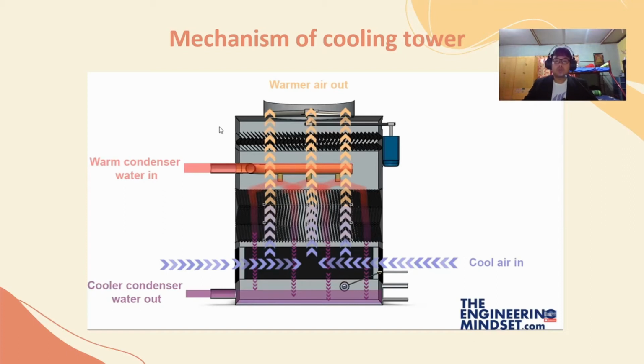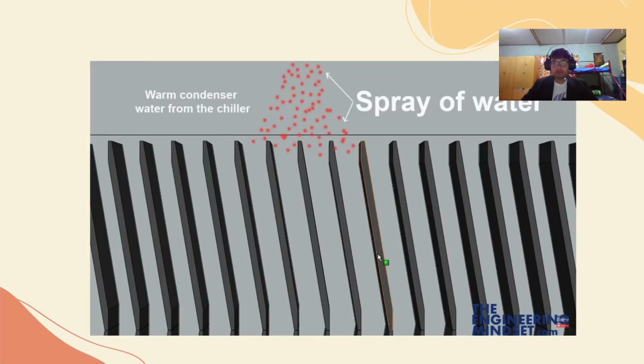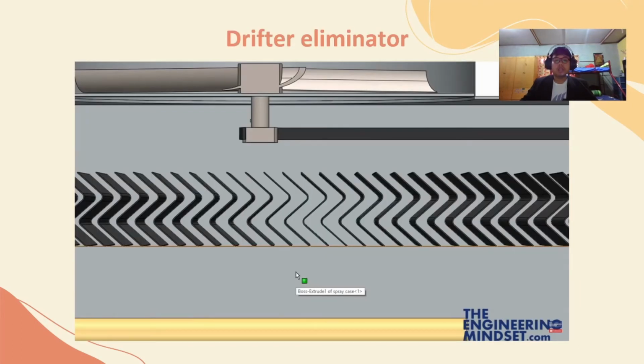So when the cold air passes through the warm water, some of the water will be evaporated. In order to recollect the water, the evaporated water will collide into the thin layer, the plate of the drift eliminator, and it will condense back, and we can recollect the water back into the system.